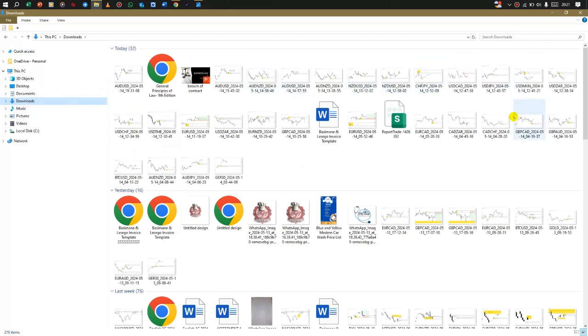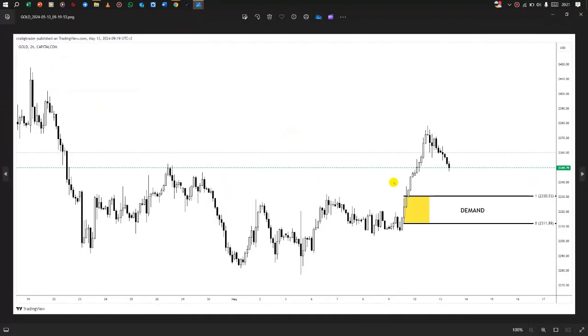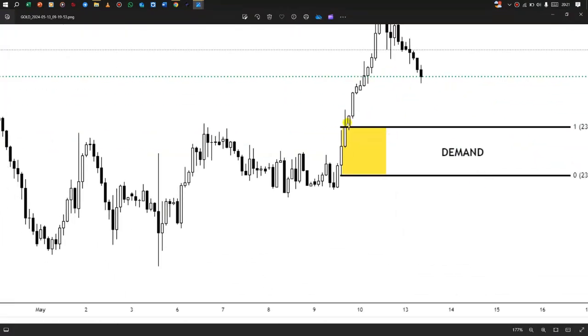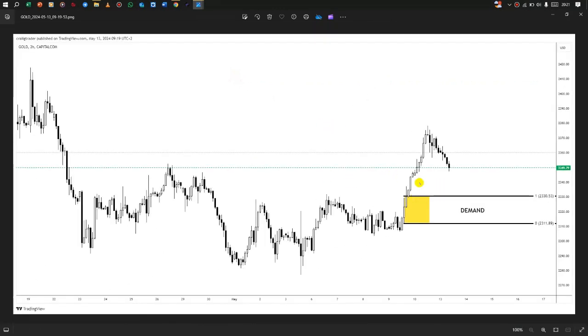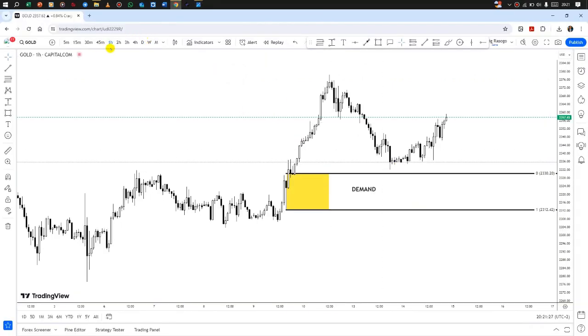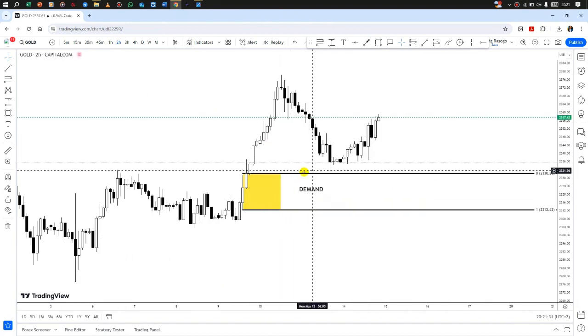Yeah, this is the setup. As you can see, I did analyze it before it moved towards that area. It's on the 2-hour time frame, and this was my demand zone. Let me go to the 2-hour time frame. As you can see, I just missed it with 3 pips.